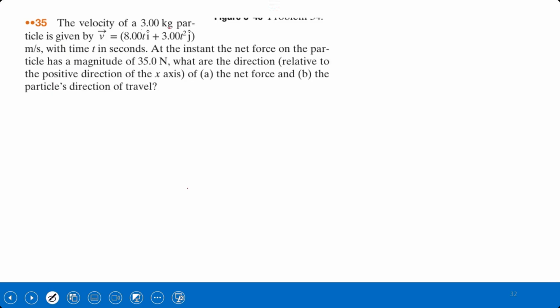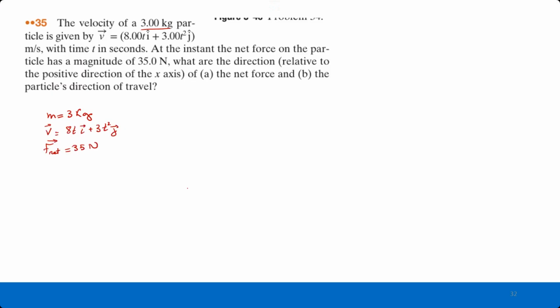I have a 3-kilogram particle, so m is 3 kilograms. Its velocity is given by v equals 8t i plus 3t squared j. At the instant, the net force on the particle has a magnitude 35 newtons. So I am given F net to be 35 newtons. What are the directions of the net force and the particle's direction of travel? So we're interested in the direction of the net force at this instant.